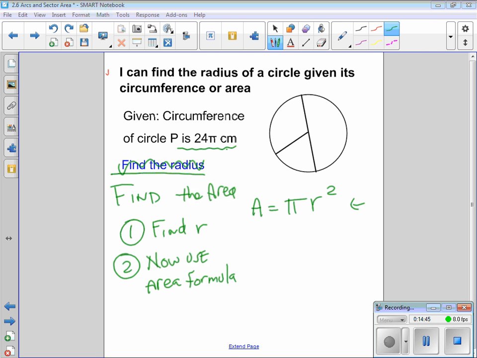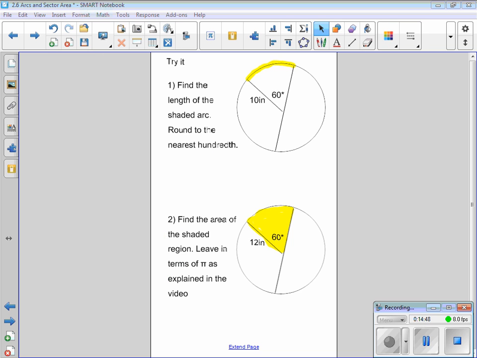All right, hopefully you've taken some good notes. Okay, here's your try it problems. And so go ahead and work on those. Notice in problem number 2 at the bottom it says leave in terms of pi as explained in the video. Okay, so if you're not sure what that means, you need to go back and look at the video and see where I talked about leaving your answers in terms of pi. The first one I want you to go ahead and multiply through by pi, so you'll have a big long fat decimal and you're just going to round that to the nearest hundredth. That's it. See you next class.